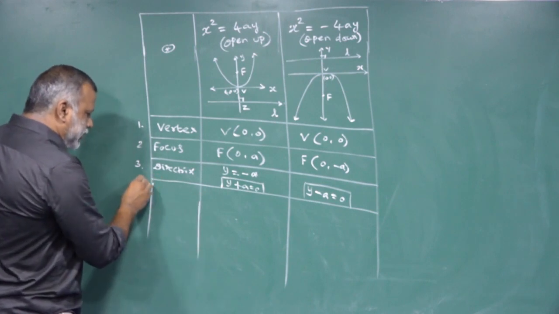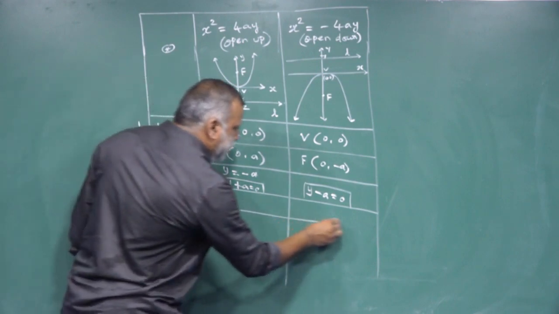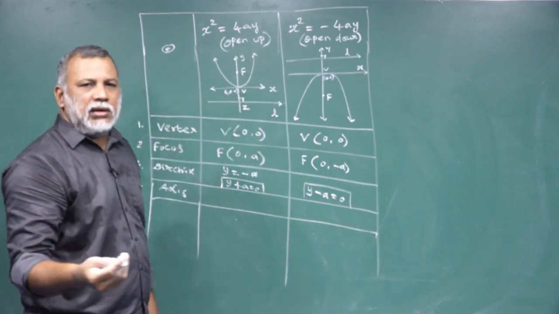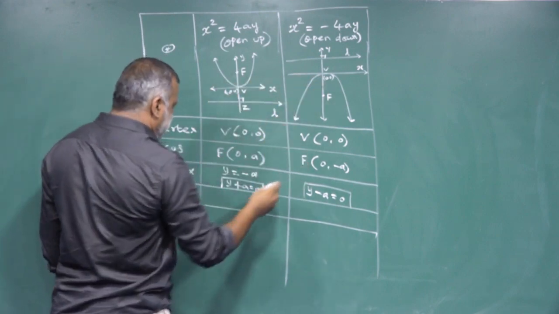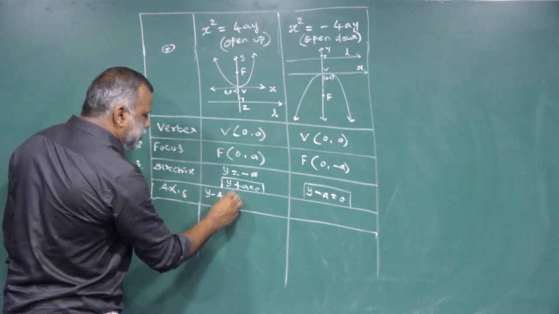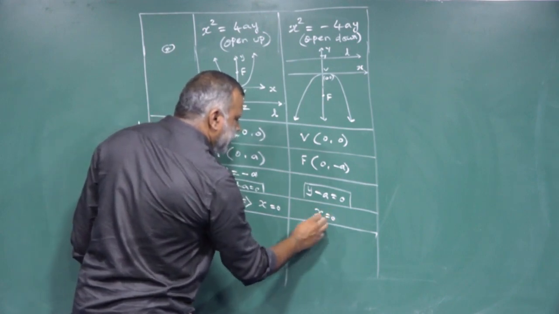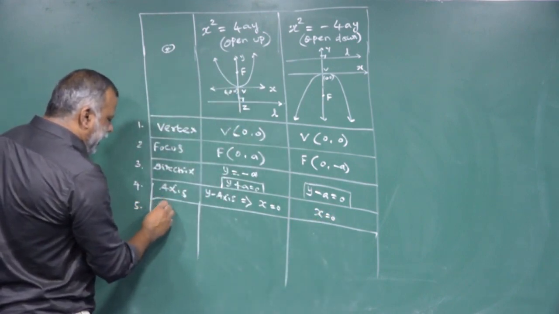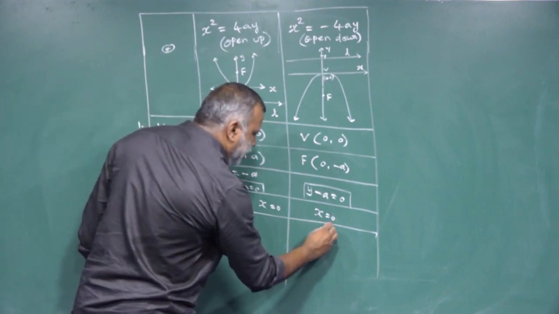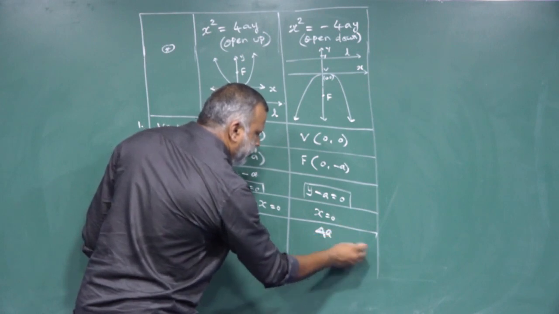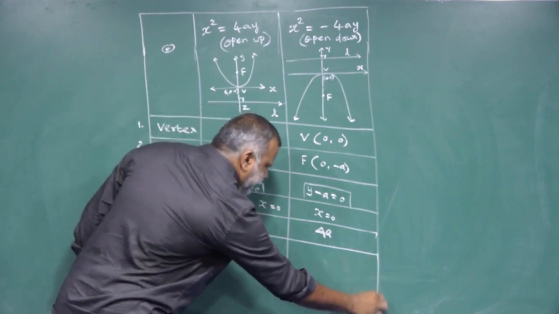Number 4 is axis. Axis we already discussed in type number 1 and 2. Axis of symmetry is called axis of the parabola. Here y-axis, for both, y-axis is the axis, its equation is x = 0. Here also x = 0. Number 5, length of the latus rectum. Already I explained, the length must be common for all the 4 types. So 4a, length of the latus rectum is 4a.